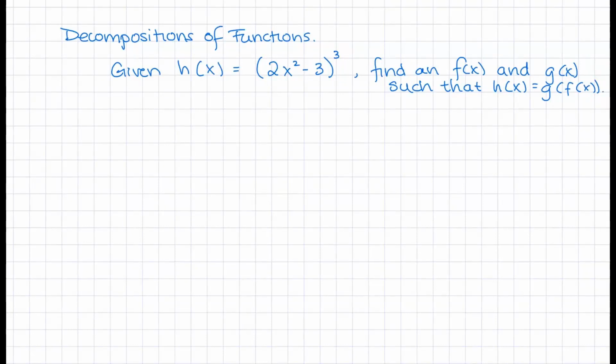And so if you take a look, this 2x squared minus 3 is inside the cubed. So our inside function should be f of x. f of x is 2x squared minus 3. And our outside function is the cubed, but you just have to say x. x is kind of your placeholder in the outside function.